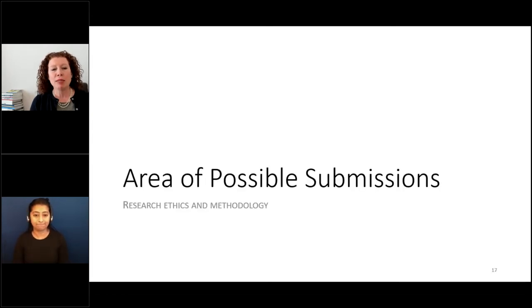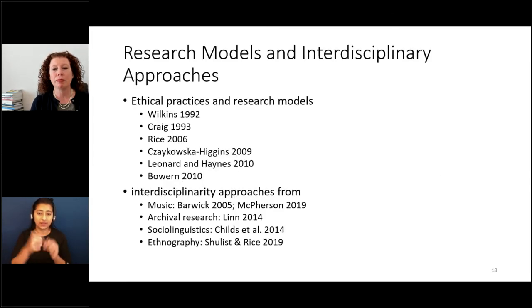Another area of possible submissions is research ethics and methodology. So again, we've seen these papers in Language sometimes. In terms of ethical practices and research models, Wilkins 1992, that didn't appear in Language, but I think it's a really canonical early paper on ethical models. Craig 1993, Rice 2006 in the Journal of Academic Ethics.